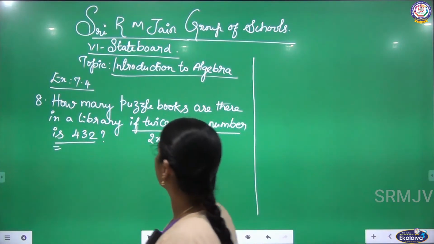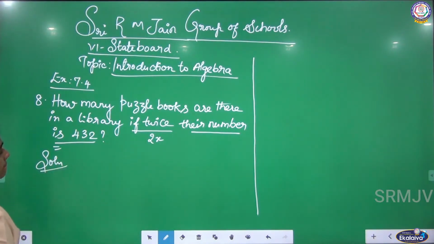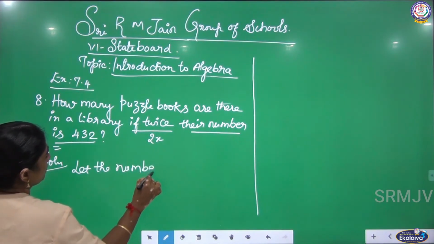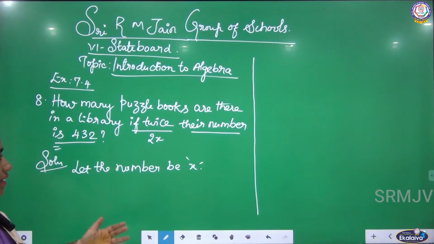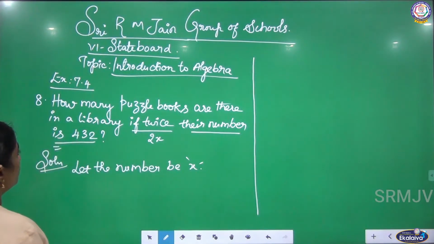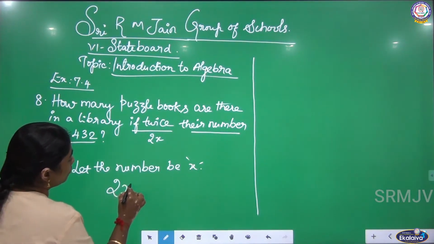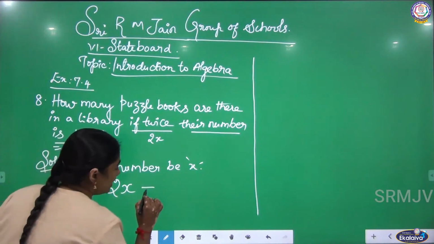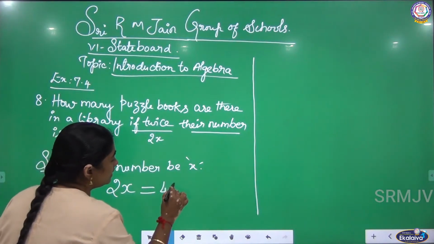Okay. Listen. Let the number be x. Can you clear this? Let the number be what? x. So from the statement, now I am going to frame the equation. If twice the number, I have assumed that number to be x, so 2x is equal to, got it? And what is the number given here? 432.